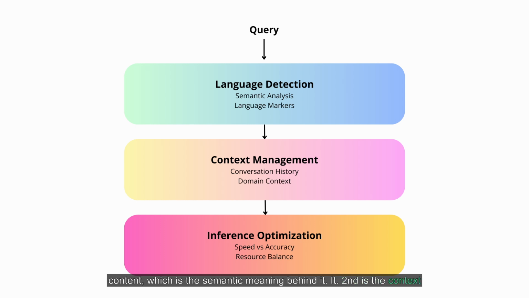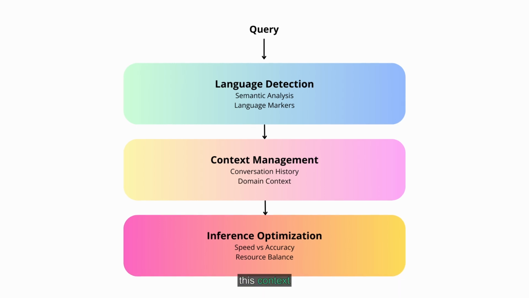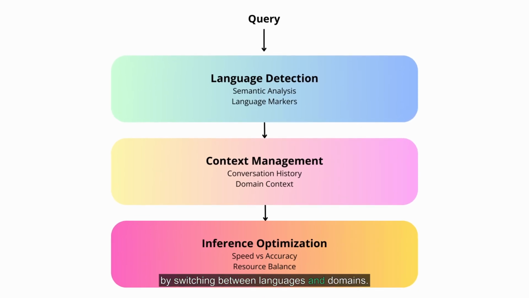Second is context management. Modern language models don't just translate word by word, they maintain context across sentences. Think of it like having a conversation where you remember what was said earlier. Our system needs to manage this context while switching between languages and domains.